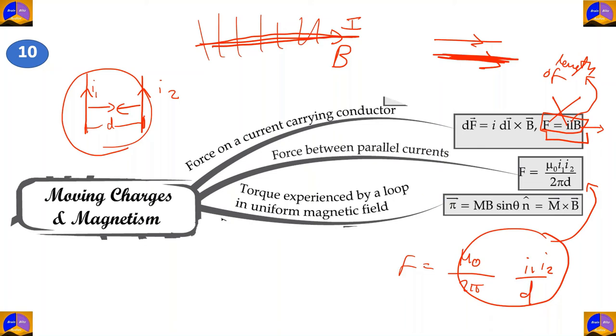Now, what is the torque experienced by a loop in a uniform magnetic field? It is given by the formula tau is equal to m B sine theta n cap. Here m is the magnetic moment, and this is the magnetic field B, and then this is sine theta. So that becomes m cross B, because if it's m B sine theta, then we know that it's a cross product. And then there is a vector n cap representing the direction.